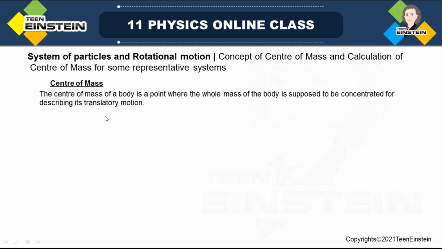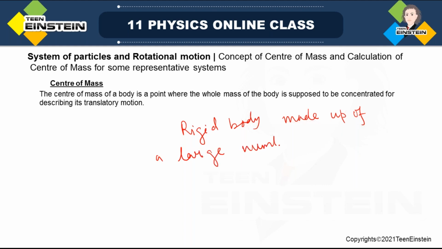Okay, last day we had defined what is center of mass. Center of mass of a body is a point where the whole mass of the body is supposed to be concentrated, and this is thought to describe the translative motion of any rigid body. What was the necessity of defining center of mass? I had briefly discussed last time that a rigid body is made up of a large number of particles.